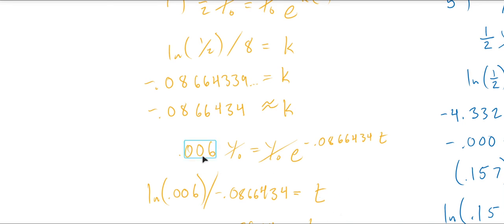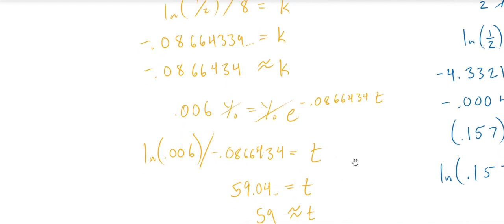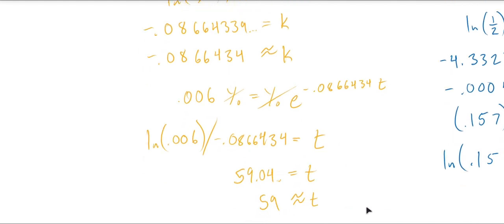Now, how long until we have 0.6% or 0.006 of the original amount? Well, it'll be this: ln to liberate the logarithm, and dividing by the k constant, we get our time t. This turns out to round to about 59 days.